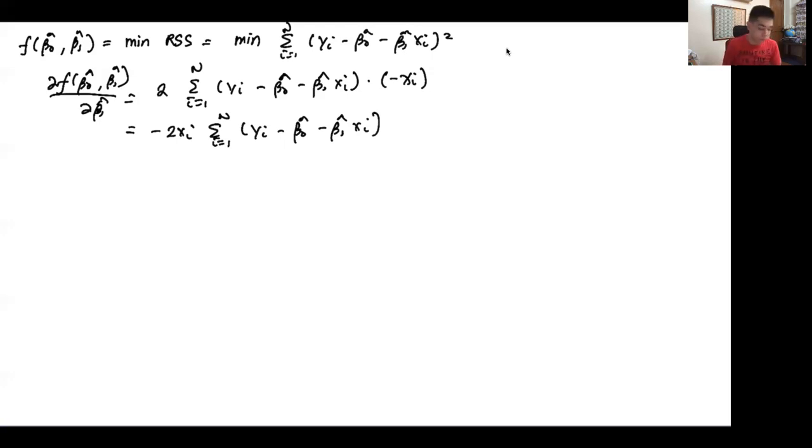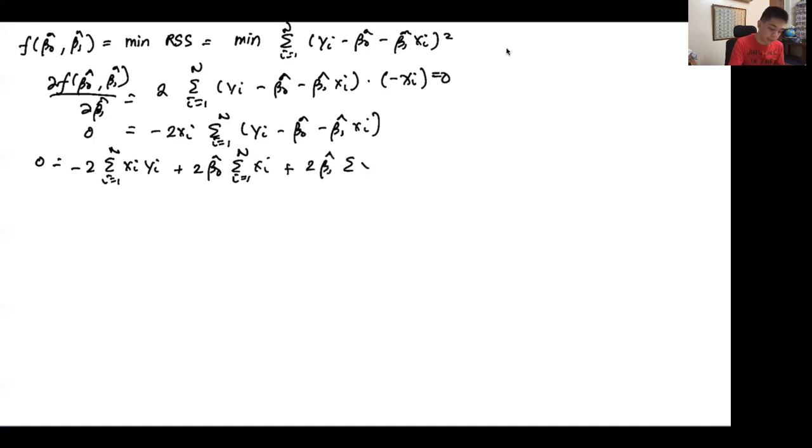Then like before, we can distribute. So 0 is equal to negative 2 times the summation from i equals 1 to n of x sub i y sub i, plus 2 beta 0 hat times the sum from i equals 1 to n of x sub i, plus 2 beta 1 hat times the summation of x sub i squared, right? Because we have now x sub i and then an x sub i there, so multiplied it becomes a square. Okay, so we have that form now. Now notice everything has a 2, so we can just divide everything by 2, which takes out the 2.